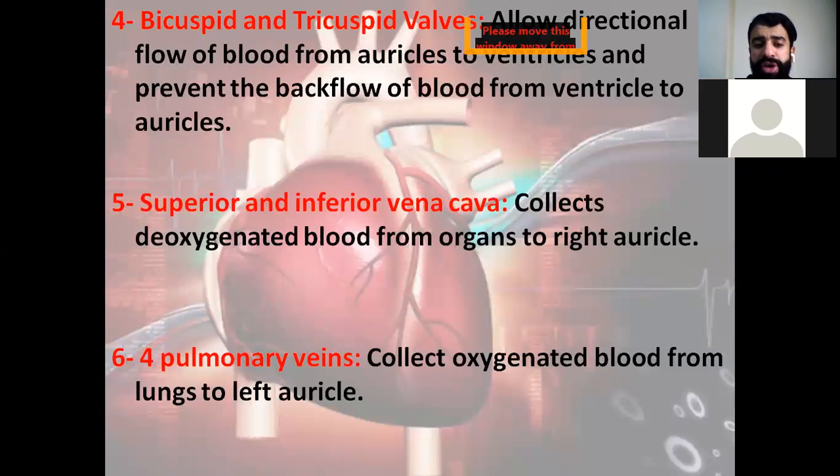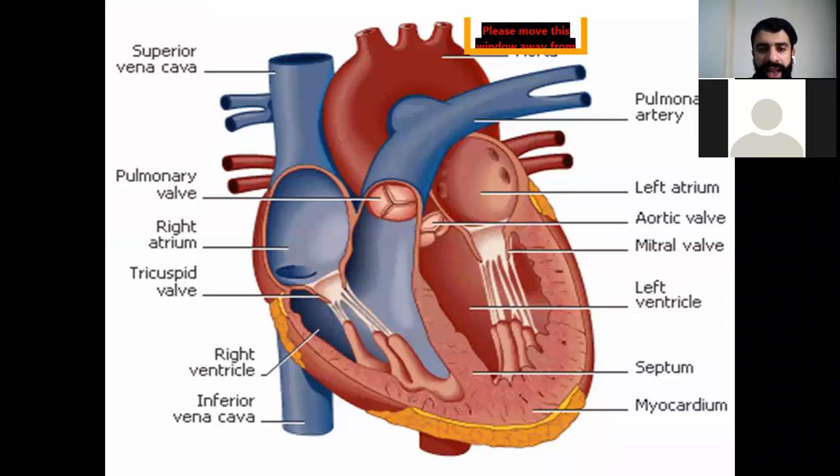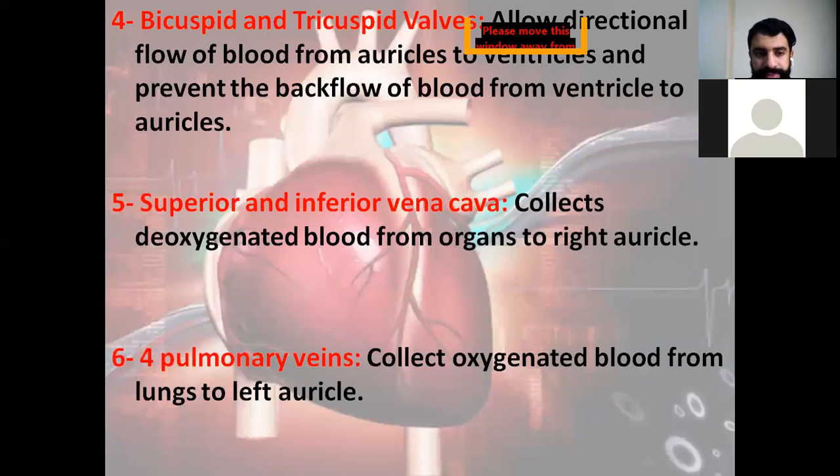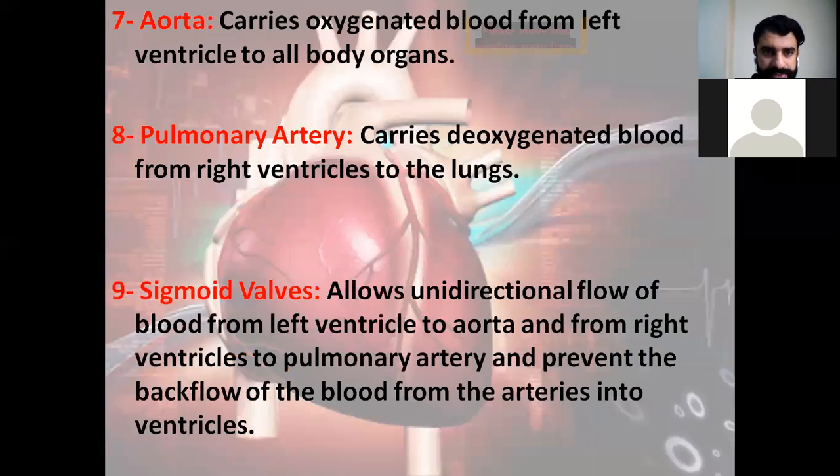Moving to the pulmonary veins. Pulmonary veins, what do they do? They collect oxygenated blood from the lungs, since it is rich in oxygen, and send it to the left auricle, since the left part is the oxygenated one. This is the function of the pulmonary vein. So these we have to study: bicuspid and tricuspid valve, what is the function? Superior and inferior vena cava, and the four pulmonary veins.